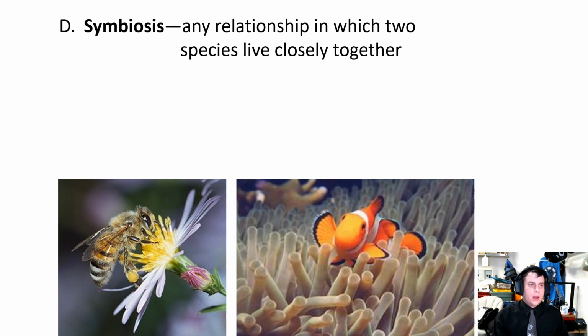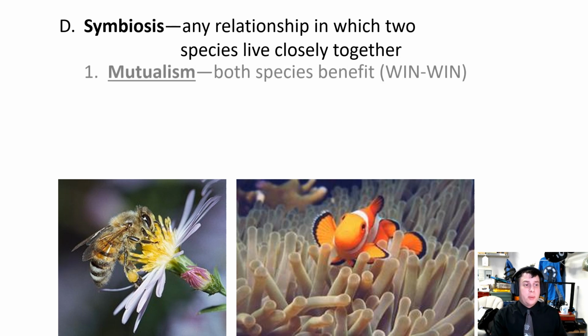So symbiosis is any relationship in which two species live closely together. But there are different ways that this can go. Now, if you look at that honeybee and the flower, that is a mutualistic relationship, which I will show you the definition of in just a sec, but they're both benefiting. That clownfish, though, benefits, but the anemone, studies have been showing that it actually doesn't really get that much of a benefit.